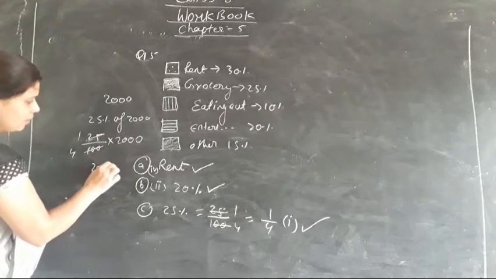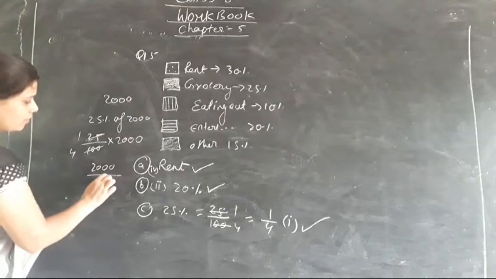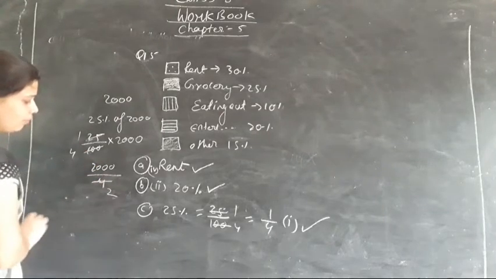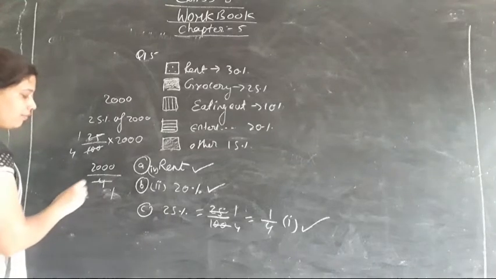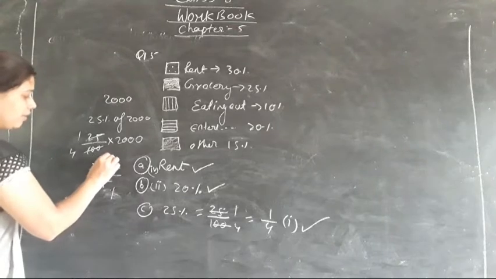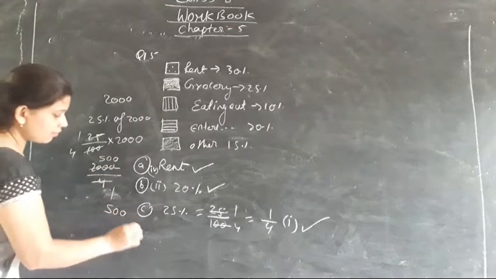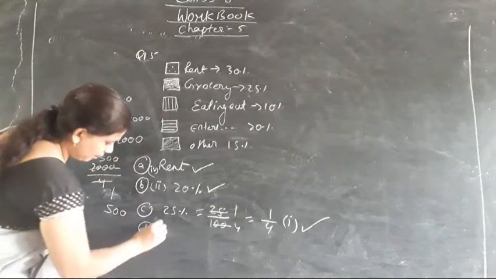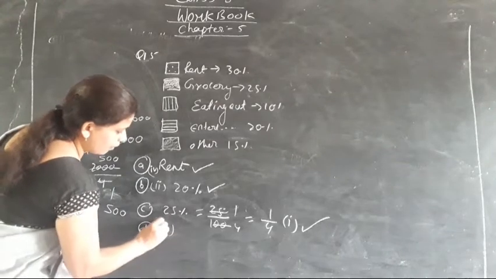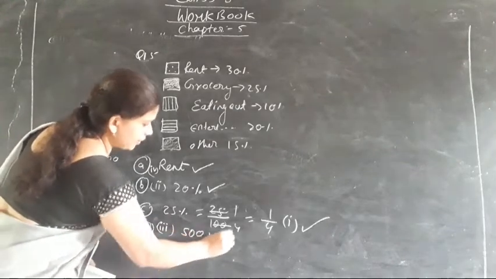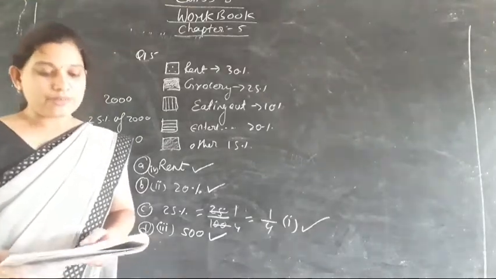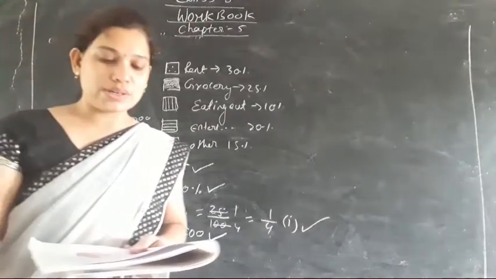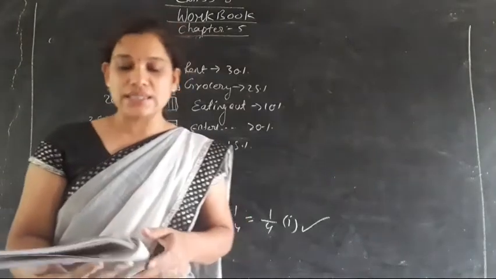So 2000 into 1 will be 2000 divided by this number. So here it will be 2. Here directly we will cut by the table of 4. So 4 1s are 4, 4 5s are 20. So 500. So what is the answer for the D part? That is the third option, the correct one. 500 is the correct answer. So write down the option 500. So here we have completed the question number 15. Moving toward the next question, that is question number 16.